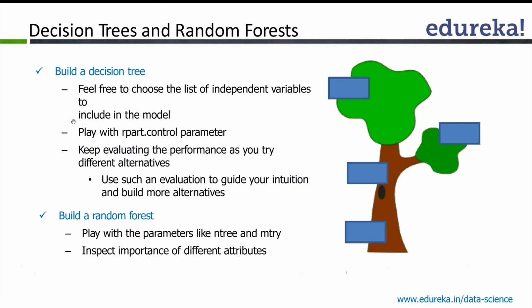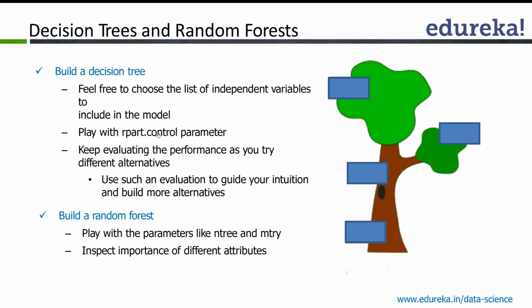So that you can play with. And then you can also play with the R part control parameter, if you remember, which governs when to stop, what the size of the leaf node is, how the class for the leaf node should be chosen, and stuff like that. Okay? And then as you play with different things, you can keep evaluating the performance of the resulting classification model so that you can see how your changes to the model are impacting the ultimate performance.